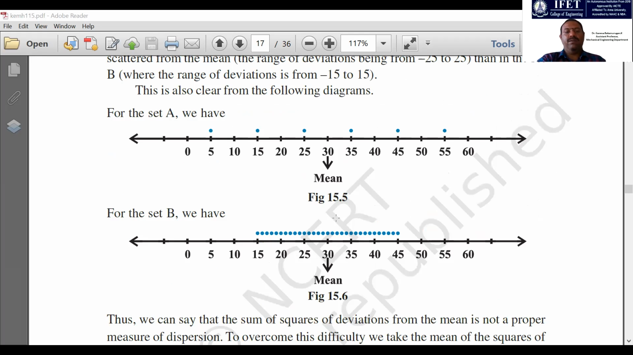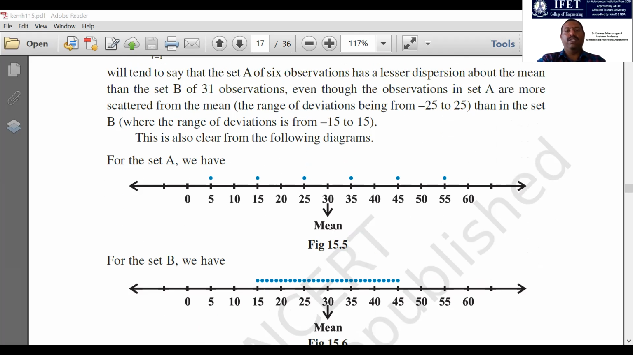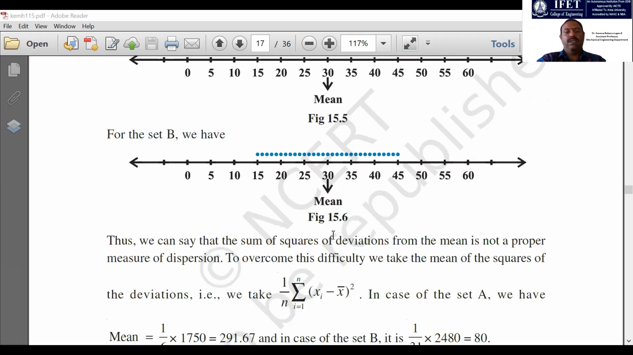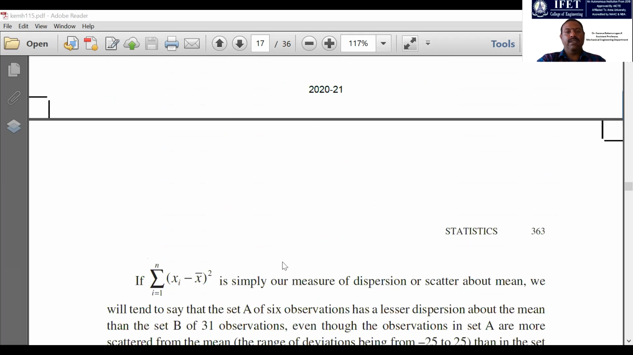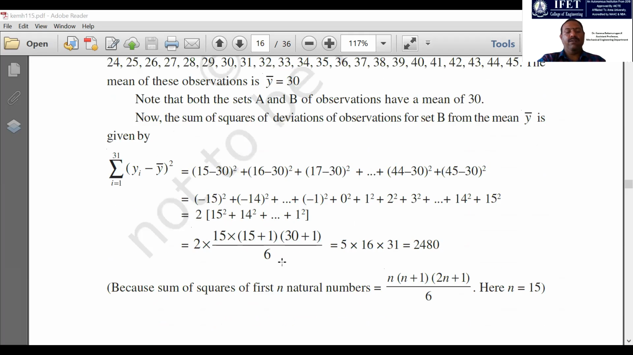Among the range of deviation, we have to find some meaningful interpretation. To find out the meaningful interpretation, we have to take the average. Okay, take the average. Now, what we have done in this method is we are converting into positive values, right?